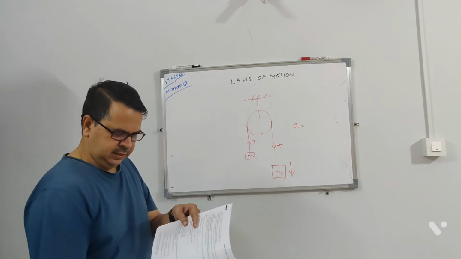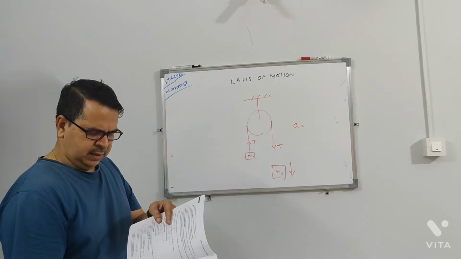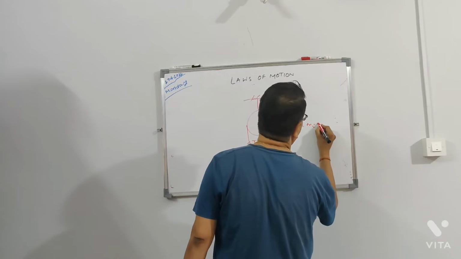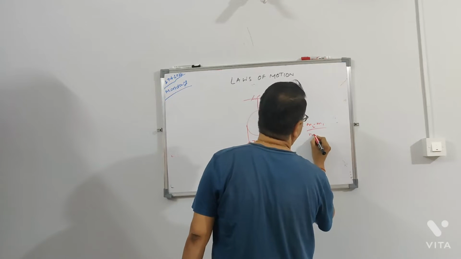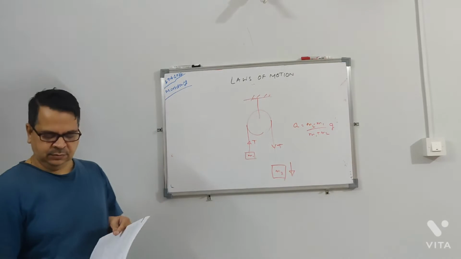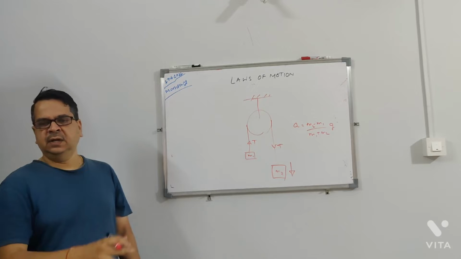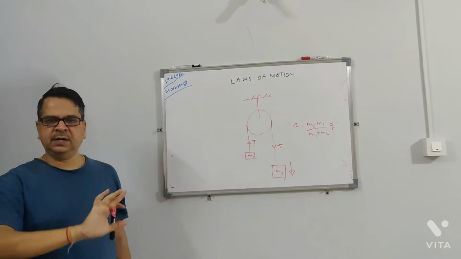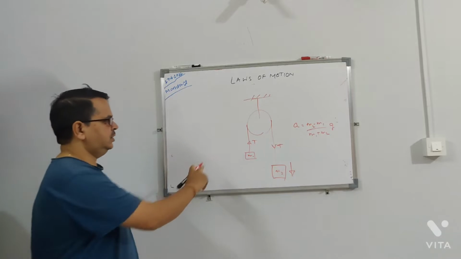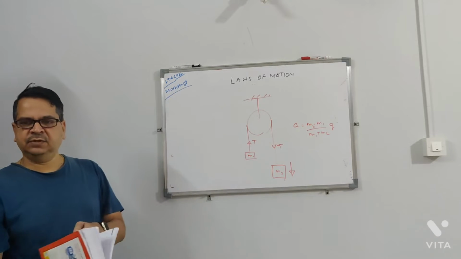The acceleration is equal to (m2 minus m1) divided by (m1 plus m2), into g. So you just remember that in this kind of system, on the top is the difference of masses, and on the bottom is the addition of masses, into g. So the system will accelerate at that much acceleration.